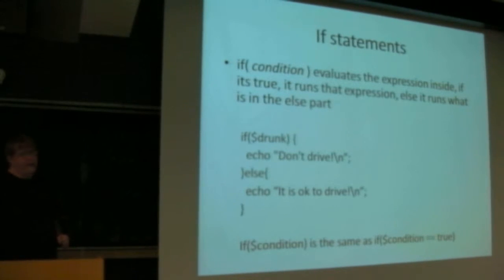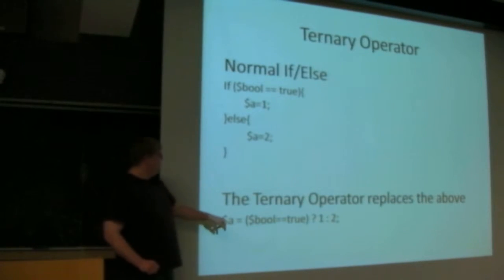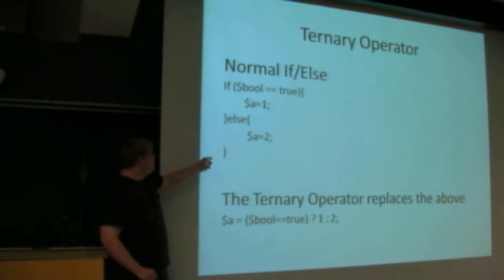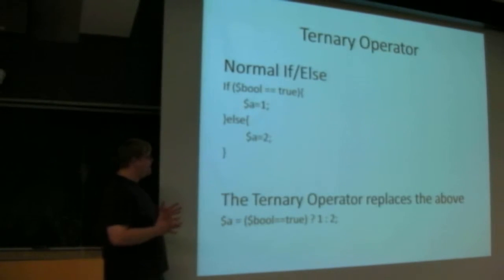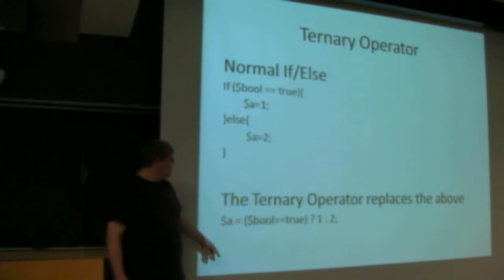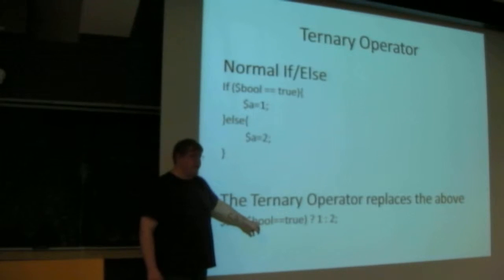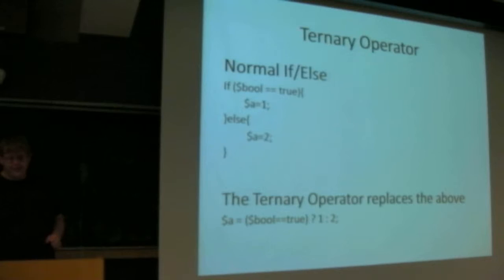The ternary operator, this here is the same thing as this here. The ternary operator just kind of takes a bunch of stuff and condenses it down and makes it easy. So $A will become 1 or 2 based on if this is true or not. So it's just a short, cool way of doing stuff.